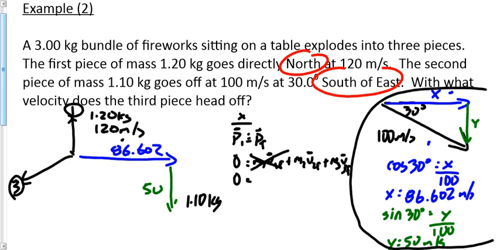Cross that off. M2, what is M2? 1.1 kilograms. What's V2F? 100 meters per second, right? No, wait. 100 meters per second is dead to us. We replaced it with what for the x-axis? How did you get that? 86.6.